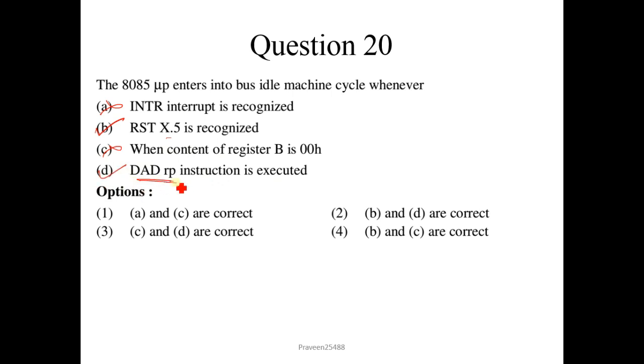The operation of this instruction is that the contents of the HL register pair, I mean 16-bit data, is added with the register pair which is indicated in the instruction as an operand. So when this instruction is executed, the 8085 microprocessor enters into the bus idle machine cycle. So B and D are correct. Second one is the correct answer.